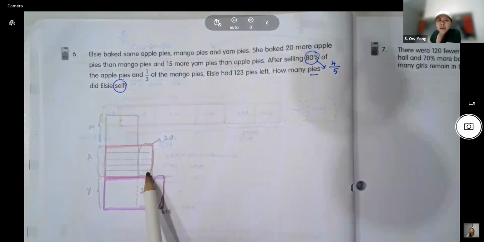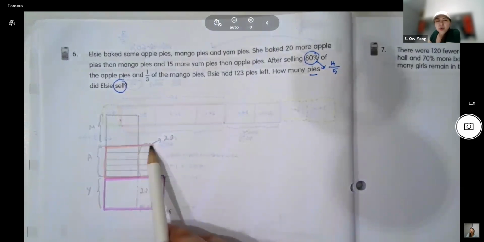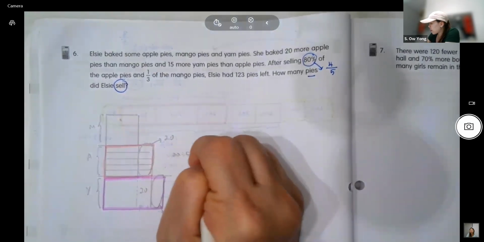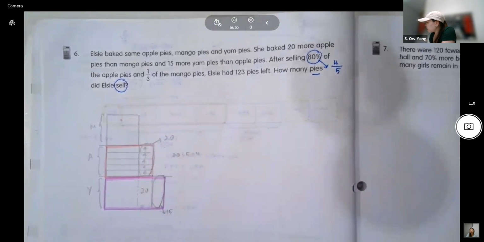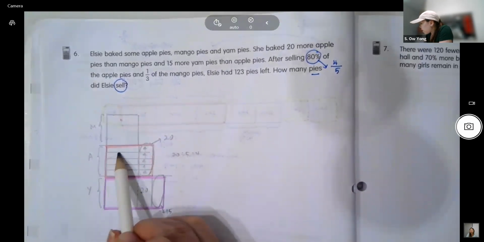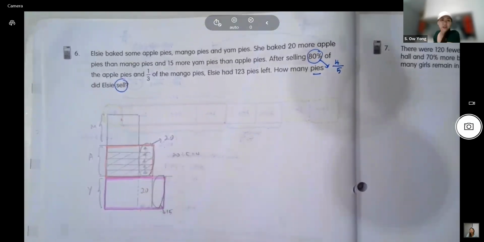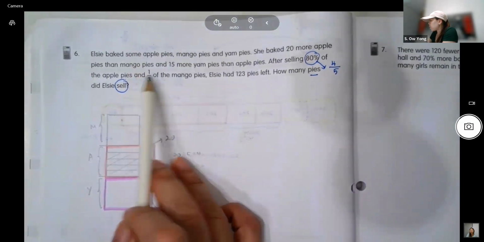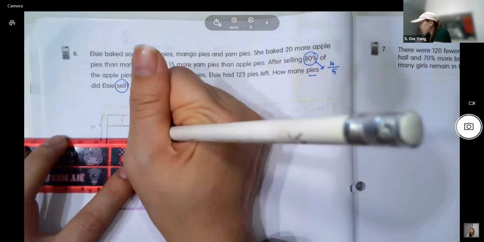If my 20 is being cut into 5, each unit, what do I put? 20 divided by 5, you will have 4 here, correct. They say after selling 4 out of 5, actually you are selling this portion. And they say she sold 1/3 of the mango. I'm going to cut the mango into 3.